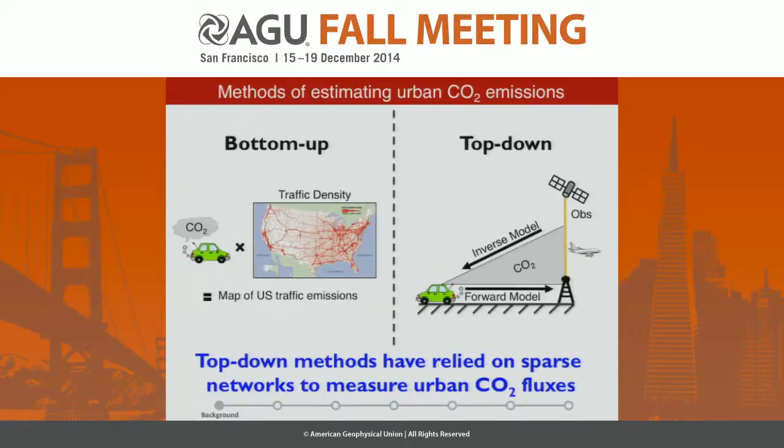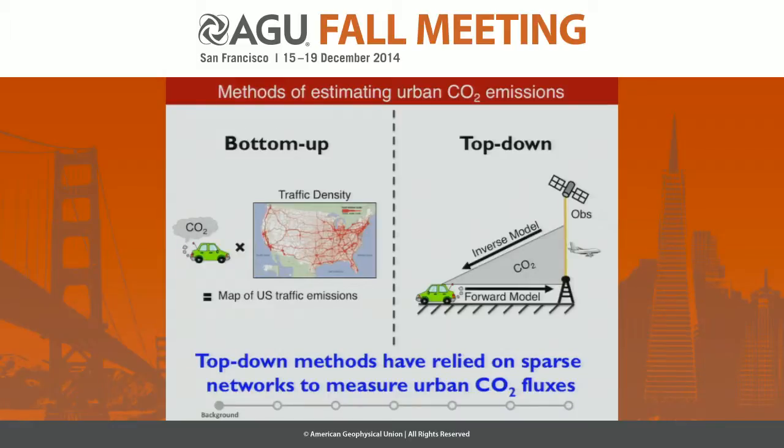On the right, I'm showing what's known as the top-down approach, where you measure CO2 concentrations in the atmosphere and then try to infer what the most likely sources are leading to those observations. And this top-down approach is typically done in the context of a bottom-up inventory. So what that means is you typically use a top-down approach to infer where a bottom-up inventory is over or underestimating. And top-down methods have typically relied on sparse networks to measure urban CO2 fluxes.